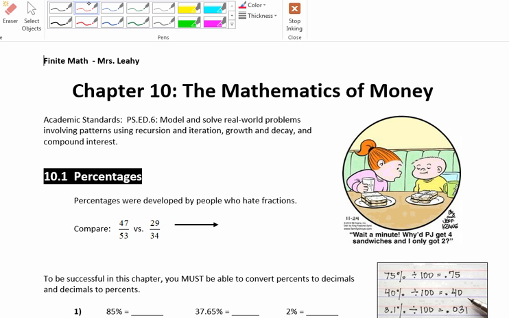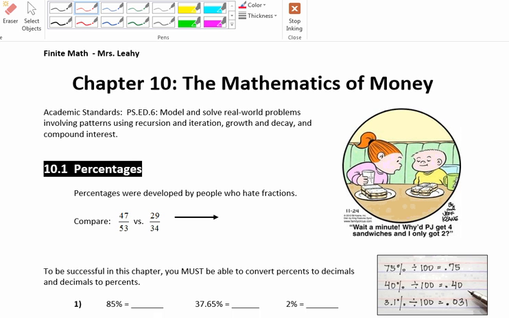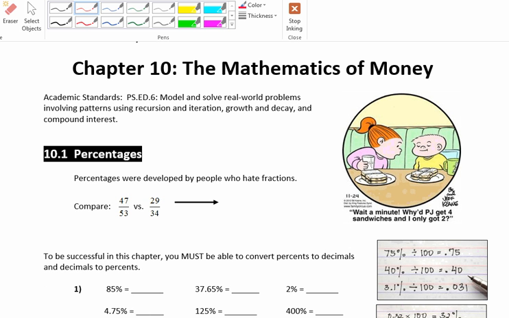This chapter is about the mathematics of money. Please forgive my voice, I've got a little bit of a cold. So we're going to start off with just a basic review of percentages.